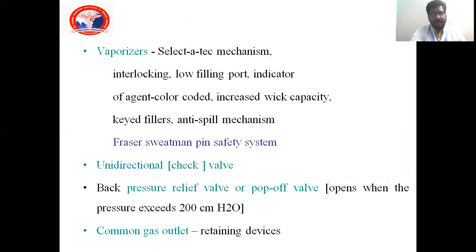Now coming to the vaporizers. We have different vaporizers with a temperature compensation mechanism and interlocking devices. We have a low filling float indicator of agent. It is color coded. It has key fillers and an anti-spill mechanism. And also we have a unidirectional check valve and a common gas outlet.